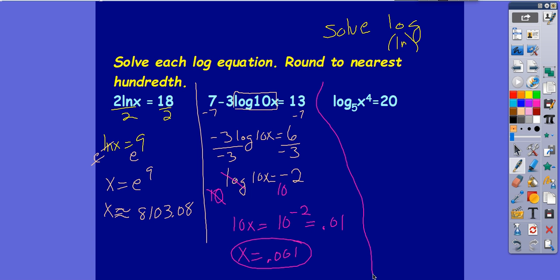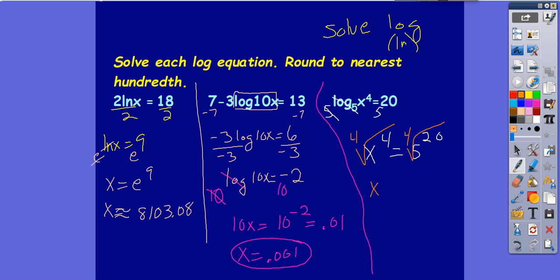Last one here. Here's my log, and it's a log base 5, so I need to take a base 5 on each side. That'll cancel out. Got x to the 4th is equal to 5 to the 20th. 5 to the 20th is a really large number. But how do you get rid of that 4th power? I need to take the 4th root.